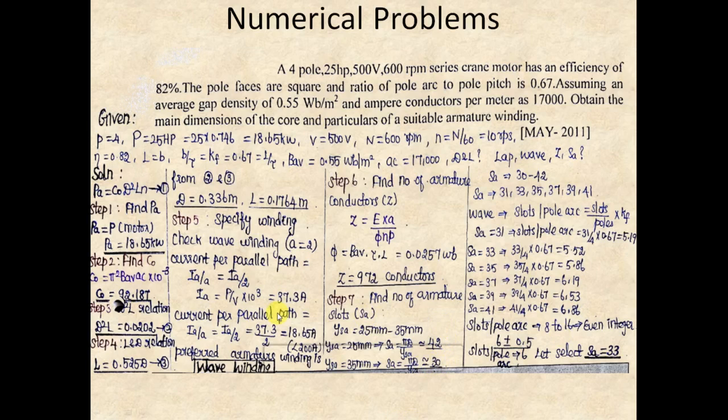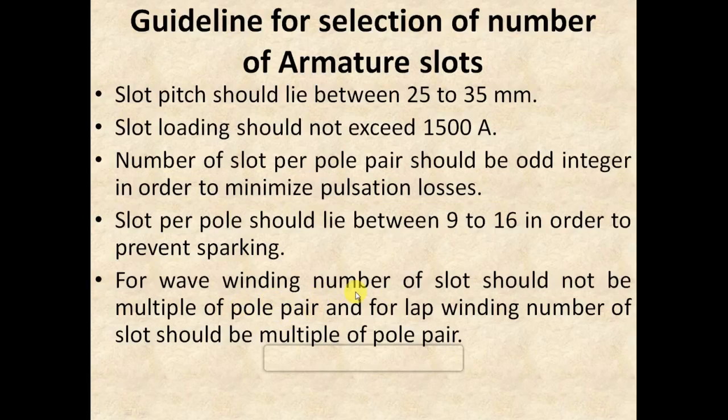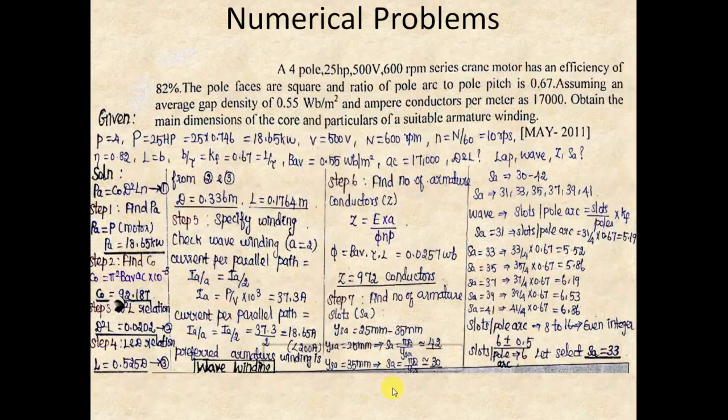As we have considered here a wave winding, in the guideline it's very clearly mentioned that for wave winding the number of slots should not be a multiple of pole pair. That means it should not be a multiple of 2, because the total number of poles is 4, so the number of pole pairs will be 2. So the number of armature slots should not be a multiple of 2. So you have to choose the values between 30 and 42 which are not multiples of 2, and it is found to be 31, 33, 35, 37, 39 and 41.